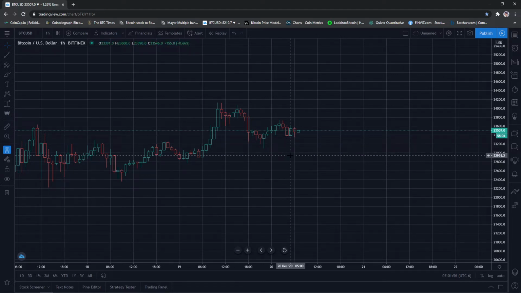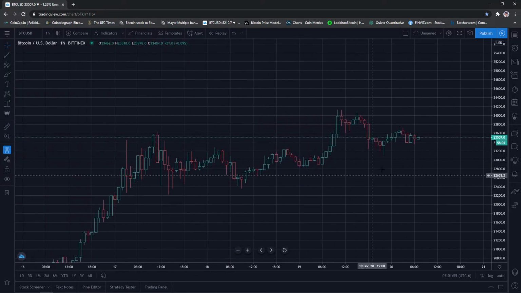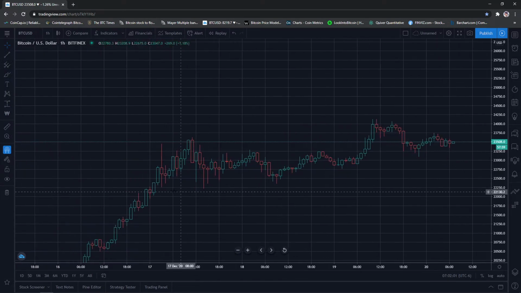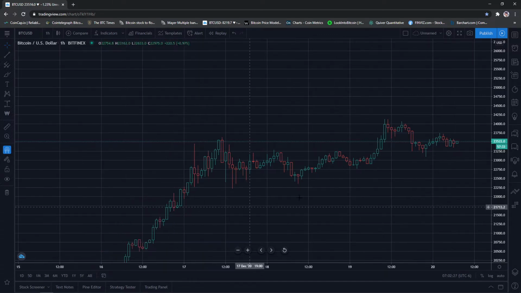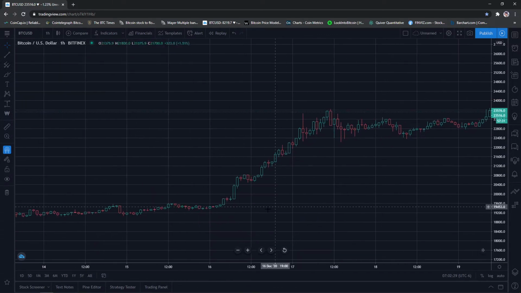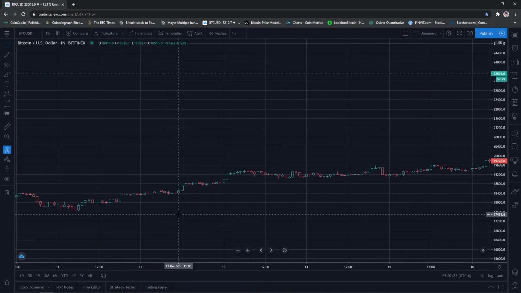And then let's pick one with some good wicks. That's what they call them, candles. They look like they have wicks on them, and then you have the body of the candle. So they just call it a candle. This one has some larger wicks above it and below it. You can see it opened here, closed here, but the price got as high as 23,447, and then it also got as low as 22,262.